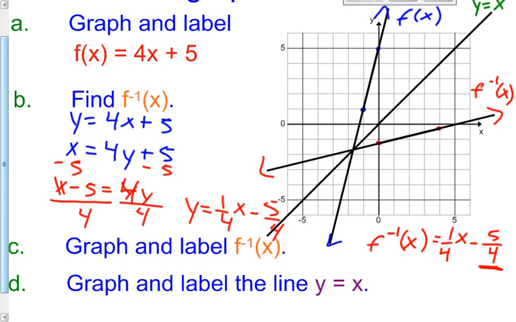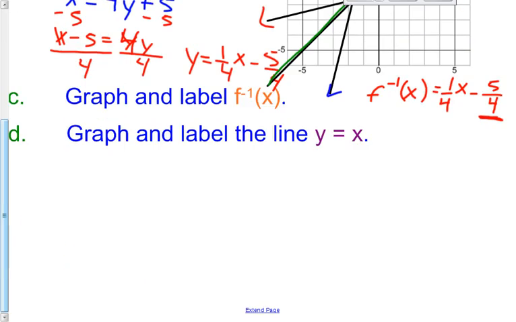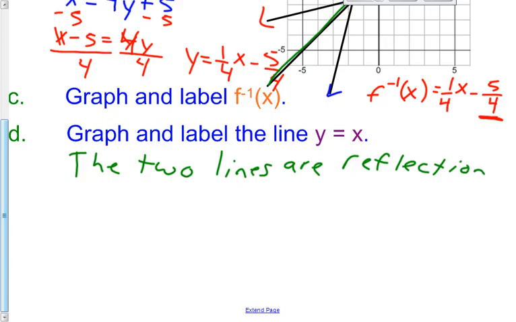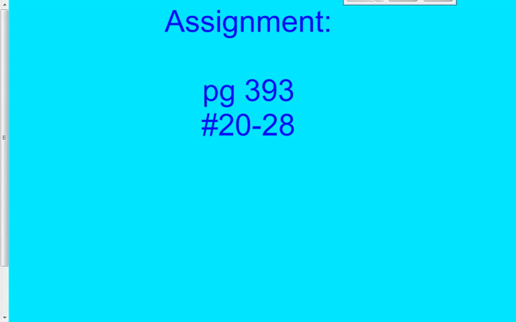The two lines are reflections of each other. Here's the fold in the piece of paper. If you fold it over, the lines are reflected right on top of each other. So once again for step D, the two lines are reflections of each other. Think of the line y equals x as being a mirror. It's reflected over that line to the other side of it. And that will always be the case with inverse functions in relations.